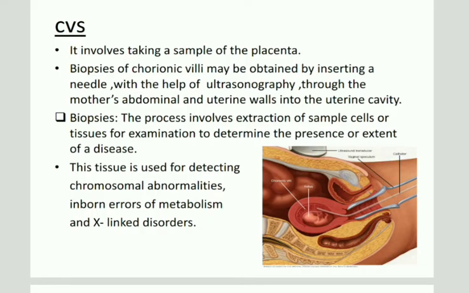Next, we are going to study CVS or chorionic villus sampling. CVS involves taking a sample of placenta, whereas amniocentesis involves taking a sample of amniotic fluid and the fetus cells. Biopsies of chorionic villi may be obtained by inserting a needle with the help of ultrasonography through the mother's abdominal and uterine walls into the uterine cavity.